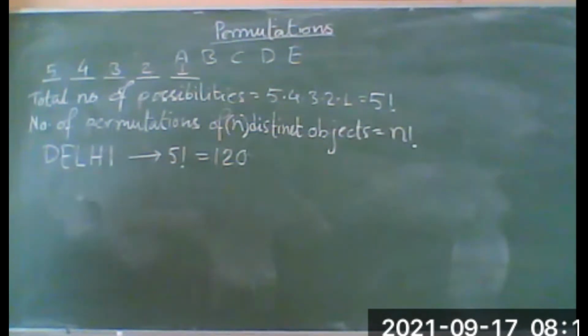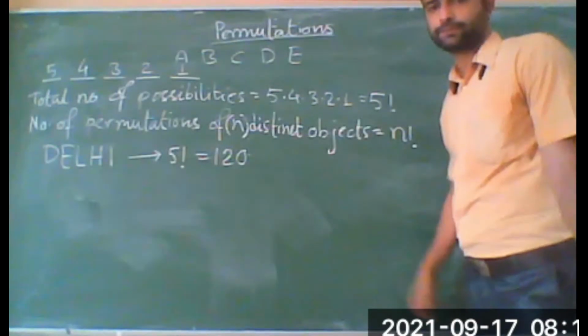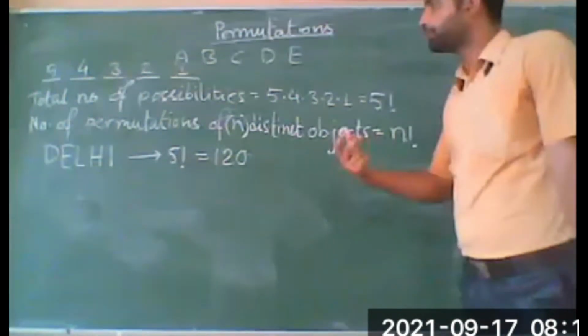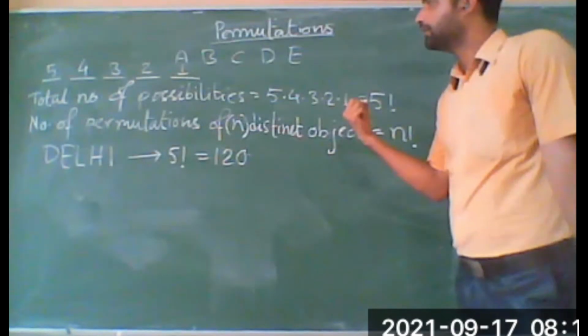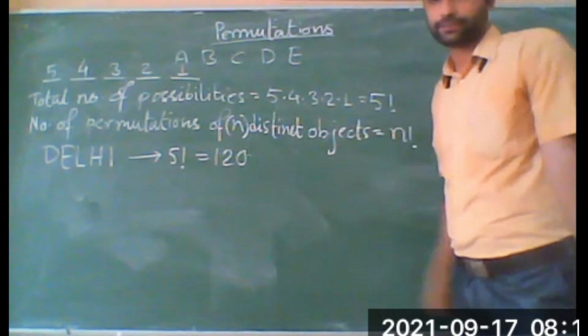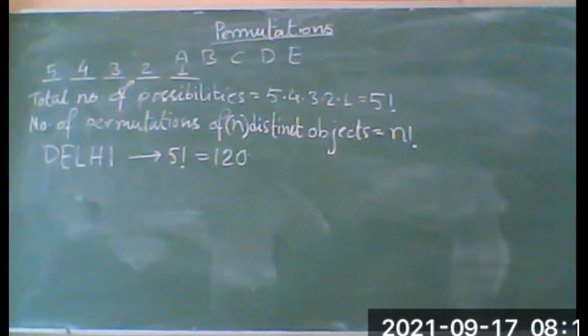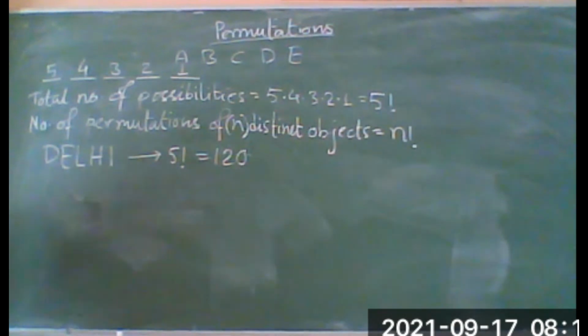Now, it is not the case always that we have to take all the objects. We may take, say, 3 of the objects and do the permutations. So in how many ways we can take 4 objects, say, from this 5 and do the permutations? Yes, it is 5P4, and let us see how it is becoming that.